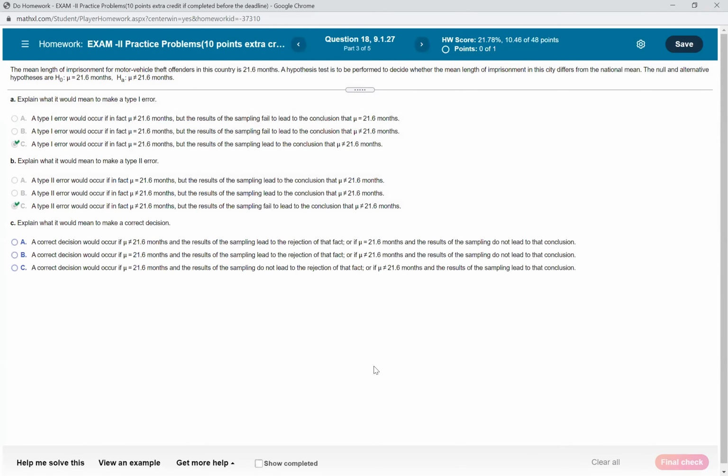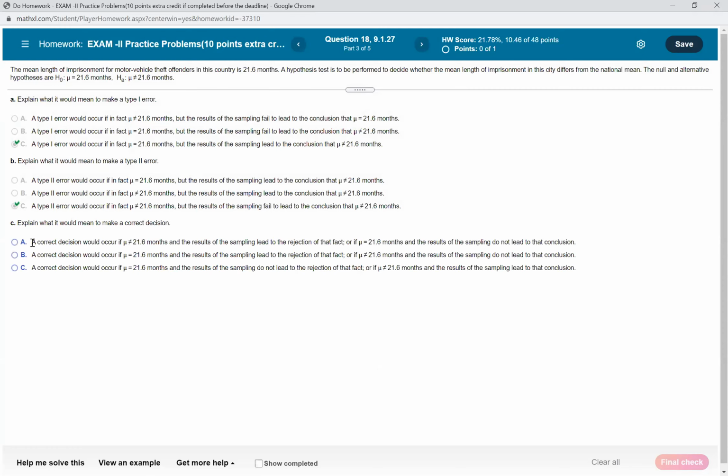Okay, explain what it would mean to make a correct decision. The correct decision is when we fail to reject when mu is 21.6, or you can make a correct decision in two ways. One way is our decision is fail to reject when mu is 21.6, and the other one is our decision is reject the null when mu is different from 21.6.